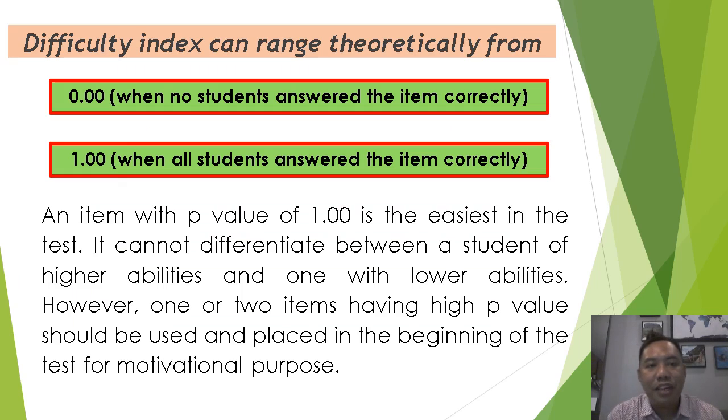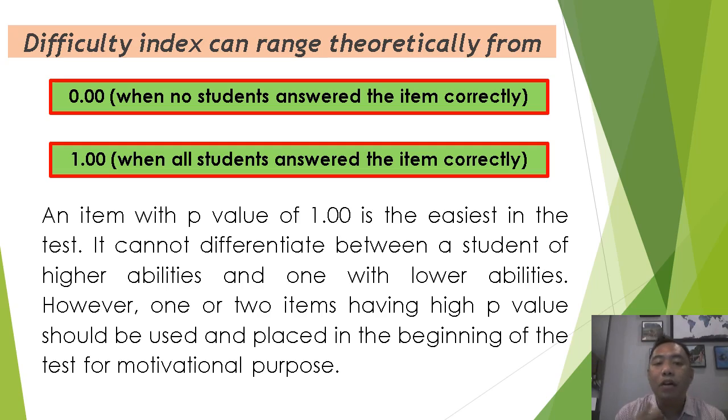Let me discuss first that the difficulty index can range theoretically from 0.00 to 1.00, which means 0.00 when no students answered the item correctly, and 1.00 when all students answered the item correctly. So an item with a p-value of 1.00 is the easiest in the test. It cannot differentiate between students of higher abilities and those with lower abilities.